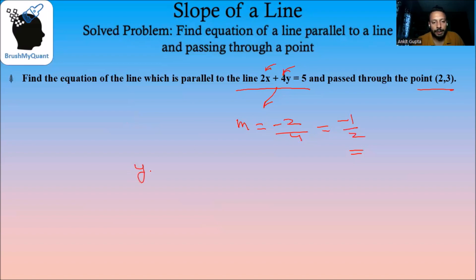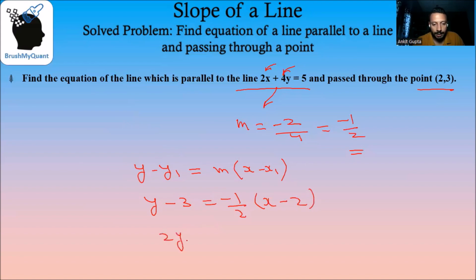We know the equation of a line is y minus y1 is equal to m times x minus x1, where y1 is equal to 3, m is equal to minus 1 by 2, and x1 is equal to 2. So if we cross multiply, 2y minus 6 is equal to minus x plus 2, or x plus 2y is equal to 8 will be the equation of a line which is parallel to 2x plus 4y is equal to 5 and passes through the point (2, 3).